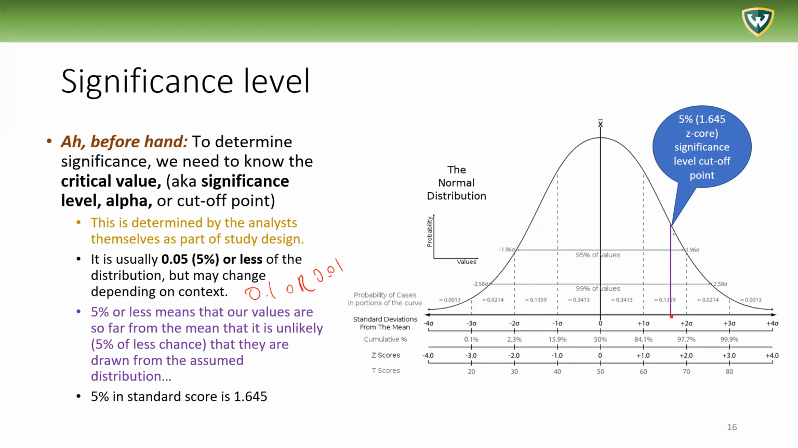So once again, this is determined by us, the analysts themselves. Maybe we want to be more conservative. We don't want to reject our null hypothesis too easily. So we just move the significance level toward the right. So if we wanted to be even more conservative, maybe we would make it like 1.96. So we want even less than a 5% chance. We want less than a 2.5% chance that we may assume for our test.